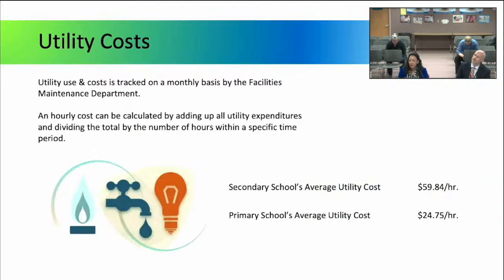Here's some information about the utility costs. We track our utility costs on a monthly basis through the facilities maintenance department. We looked at the hourly costs, which can be calculated by adding up the total utility expenditures and dividing that total by the number of hours during a specific time period. What we found is that our secondary school average utility cost is about $59.84 per hour, and the primary elementary school average utility cost is $24.75 per hour.